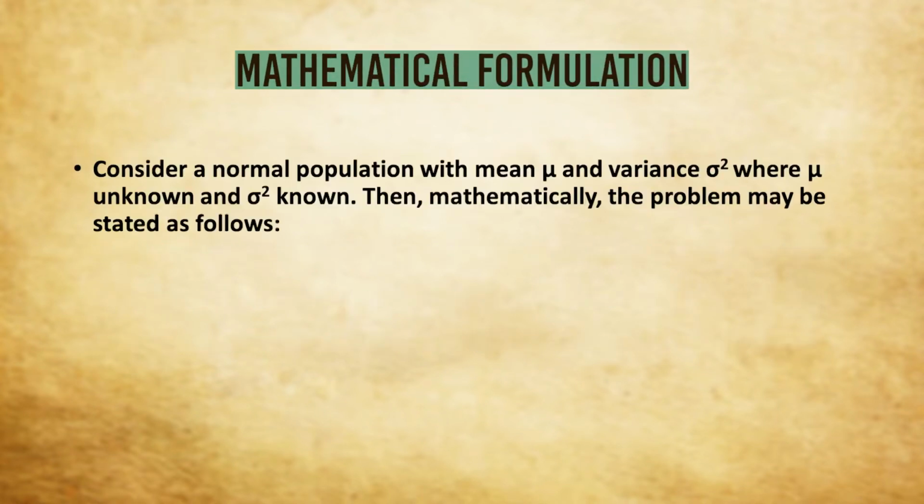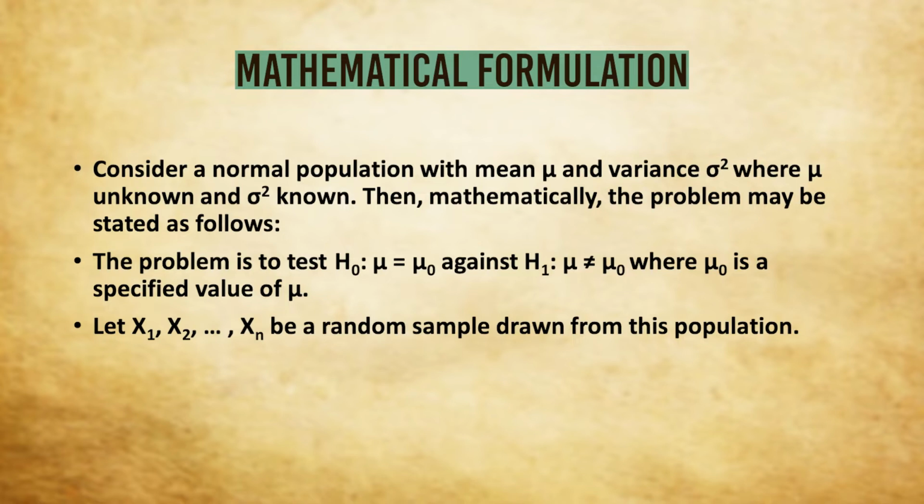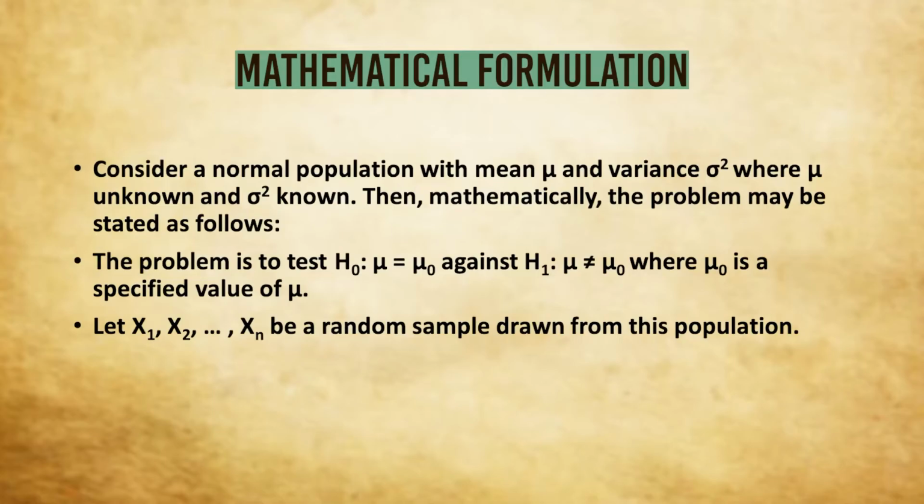Now we go into the mathematical formulation of the test. We consider a normal population, that is, a population which is normally distributed with mean mu and variance sigma square, where mu is unknown and sigma square is known. Definitely mu has to be unknown because we are testing for the mean. Had the mean been known, why should we go for a test? We are testing for the mean because it is unknown and we are testing whether this mean has a specified value. That is given in the null and the alternative hypothesis.